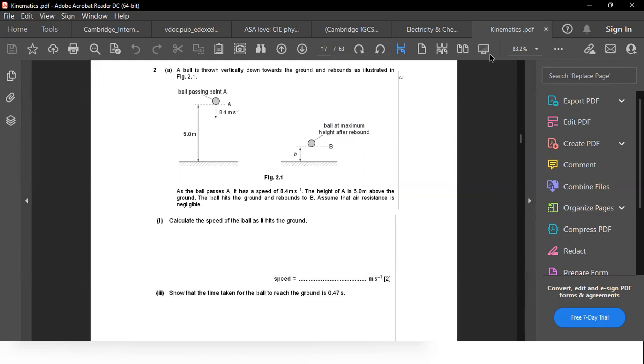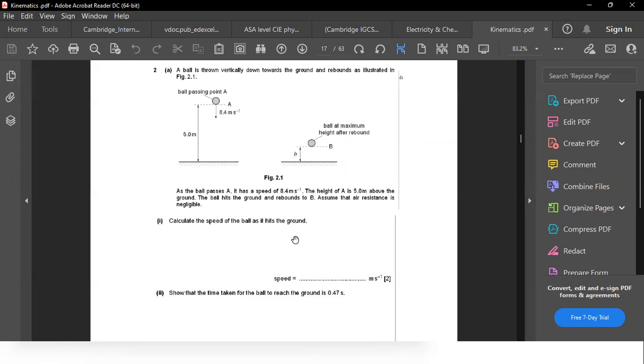Once again, this is a simple question. Calculate the speed as the ball hits the ground, not when it's coming back up, but as it is hitting the ground. Okay, so we know the acceleration, we know the distance, and we know the initial velocity. So we can use anything, right? The easiest one, I guess, would be v equals u plus at.